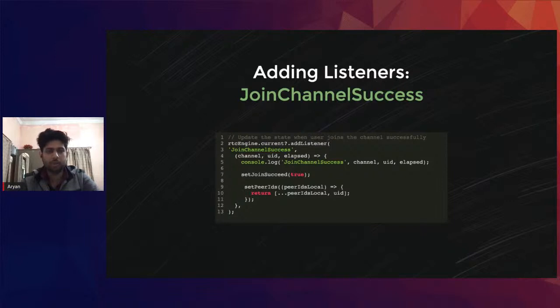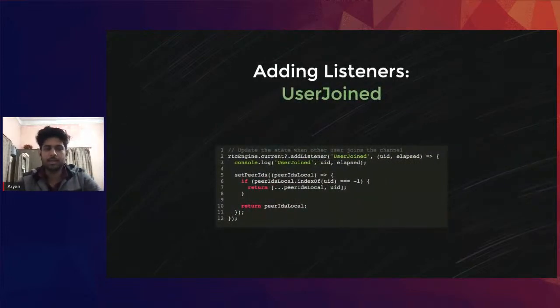After successfully joining, we need to create 2 states that will be our local state, or Redux state if you are using Redux or any other store. The first state will be join succeed. We'll change join succeed to true, so that our components will know whether the user has joined or not. After that, we'll make another local state called peer IDs. This will be the IDs of all the users that have joined the current channel or room. So we'll add our own ID in that.